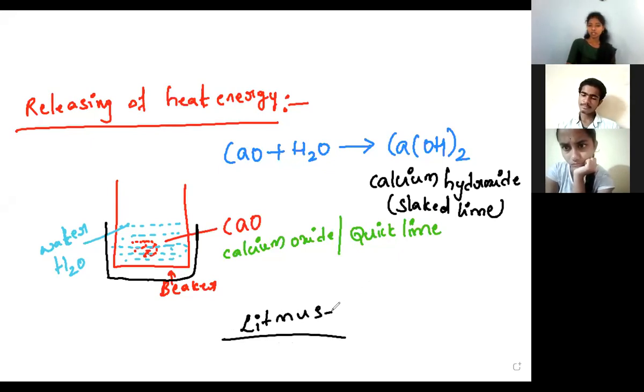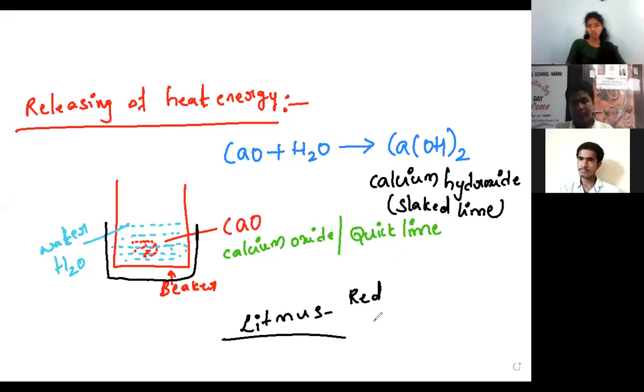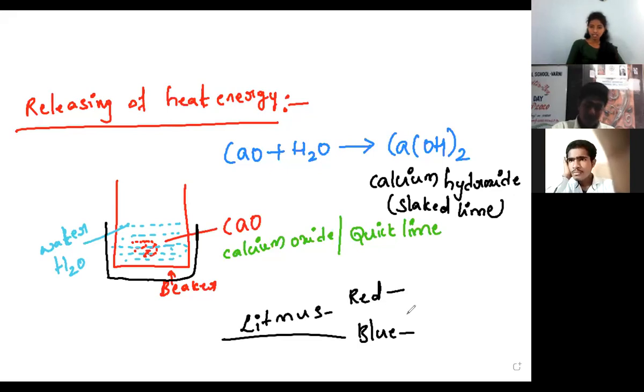How many types of litmus papers do we have? Two types: red color litmus paper and blue color litmus paper. What will happen to red color litmus paper when we take it in an acid? Listen to the question carefully. When we take red color litmus paper in acid, what will happen? The color will not change.